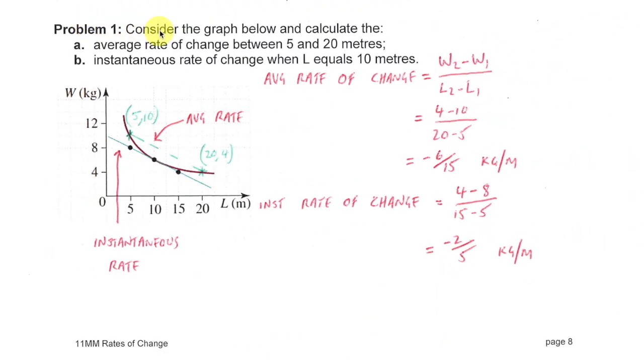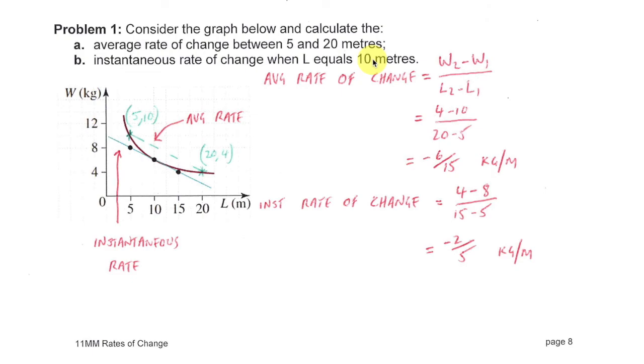Alright, so problem 1, consider the graph below and calculate firstly the average rate of change, where we've got the length varying between 5 and 20 meters. And then secondly, we want the instantaneous rate of change when the length is exactly equal to 10 meters.